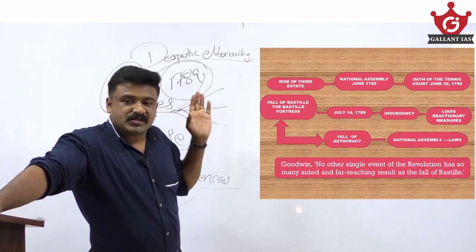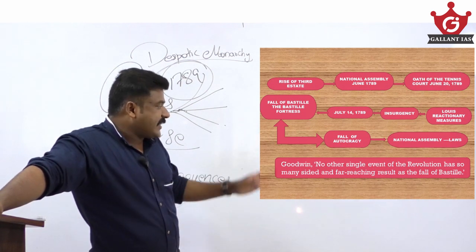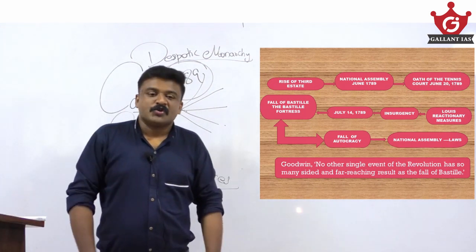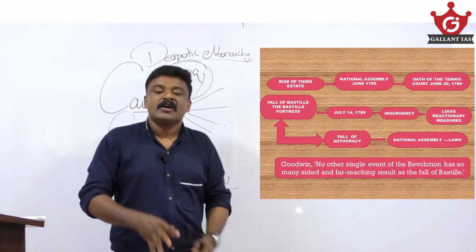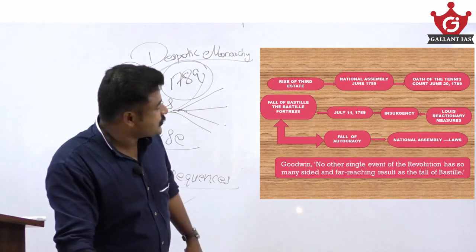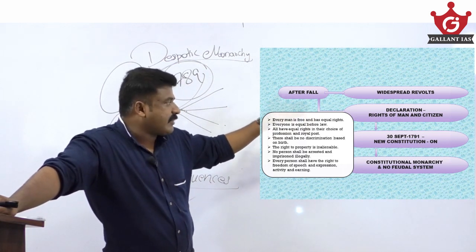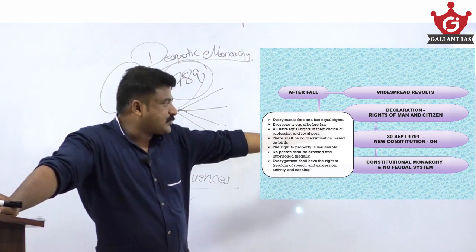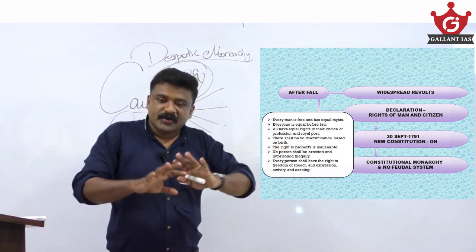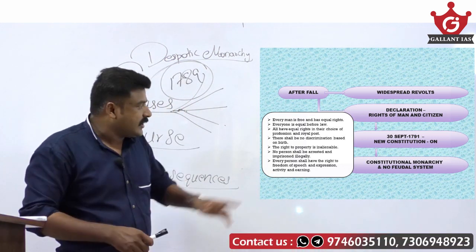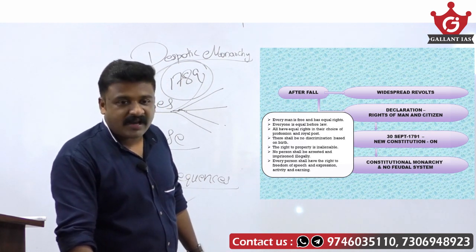The National Assembly drafted laws for the new government. According to Goodwin, no other single event of the revolution had such many-sided and far-reaching results as the fall of the Bastille. After which there were widespread revolts. Then the National Assembly drafted the Declaration of the Rights of Man and Citizen, and a new constitution was adopted on 13th September 1791, introducing a constitutional monarchy. With it, no more feudal system, no more feudal economy, no more feudal polity. Now there is a constitution, and the monarchy no longer has absolute powers.